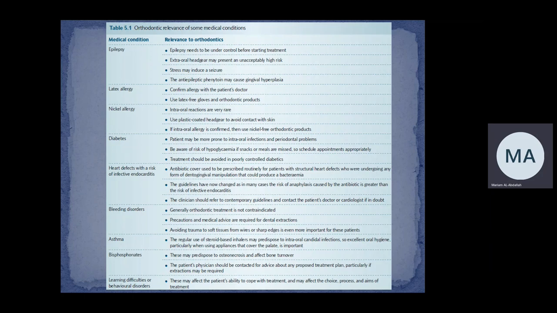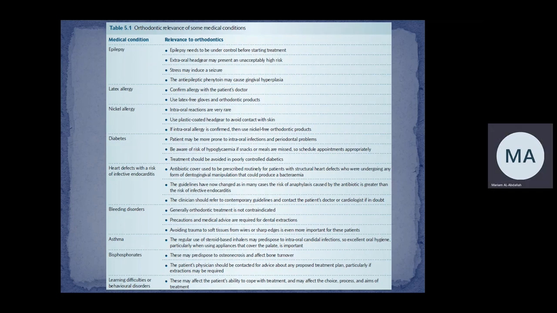For example, with a patient with epilepsy, it's important to record this because it will affect your treatment plan. You cannot use removable appliances or headgear with patients with epilepsy. Some medication that these patients take affects their gingiva and causes hypertrophy, and you might end up needing several surgical gingivectomies for these patients during your orthodontic treatment.